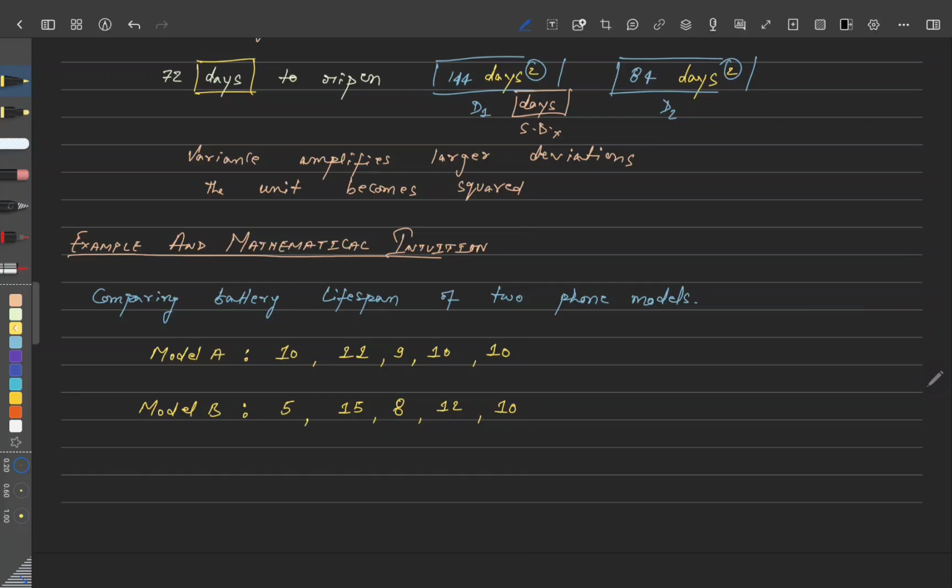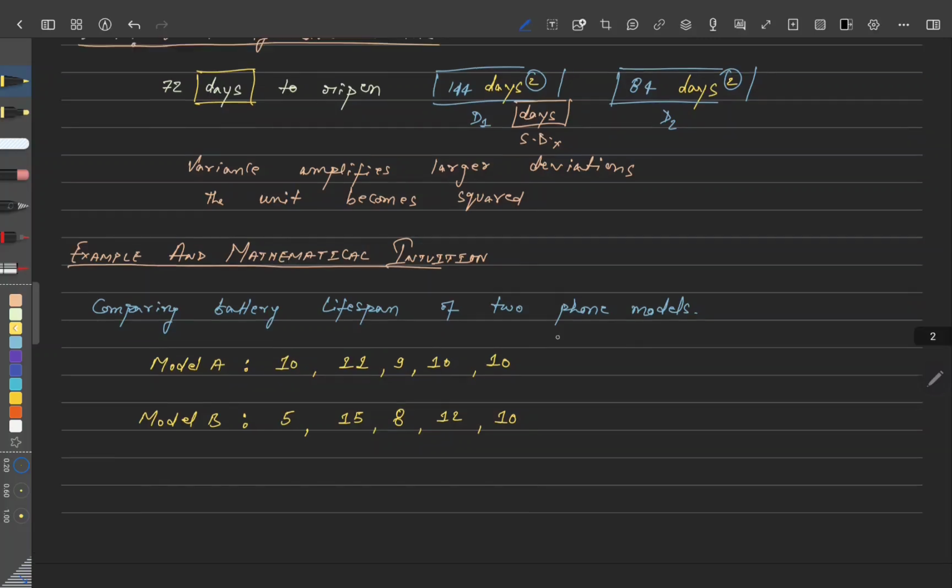Okay, so for model A, one day we got 10 hours of battery life, another day we got 11 hours, then another day we got 9 hours, following day 10 hours, and then following day 10 hours. Similarly for model B, 5, 15, 8, 11, 12 and 10. These numbers are in hours. Let us write this to avoid confusion. Again, in hours. So we have these observations.